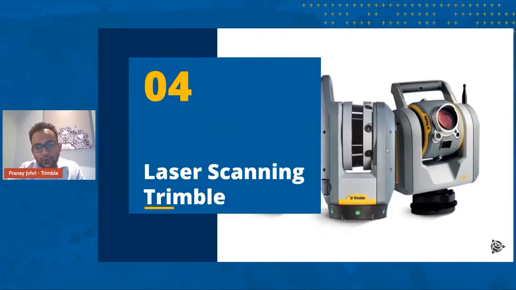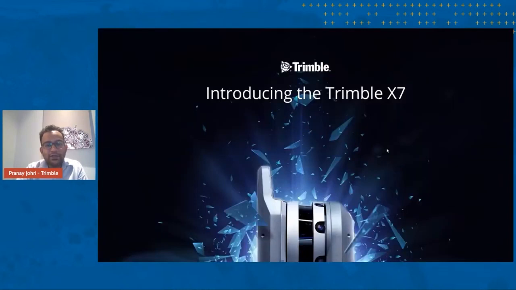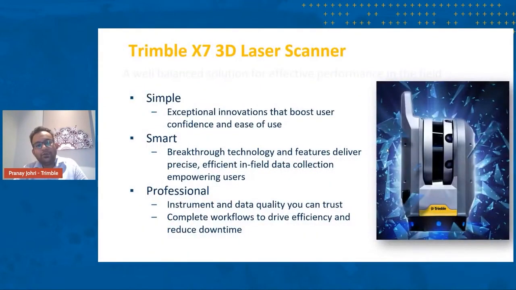So now coming to laser scanning at Trimble. At Trimble, we have a variety of laser scanning solutions. Our scanners range from 80 meters all the way up to 600 meters. We'll concentrate a little more on the Trimble X7 laser scanner. In laser scanning, the Trimble X7 is sort of the new kid on the block, but it is simple, smart, and professional.